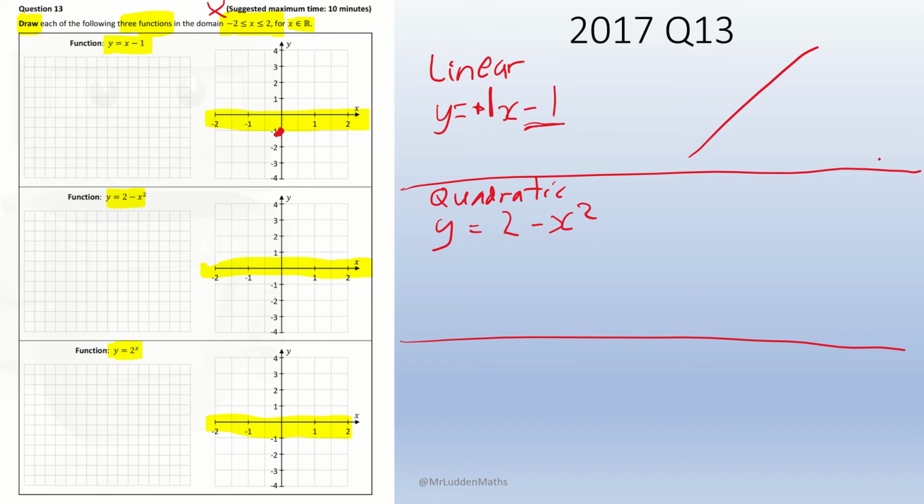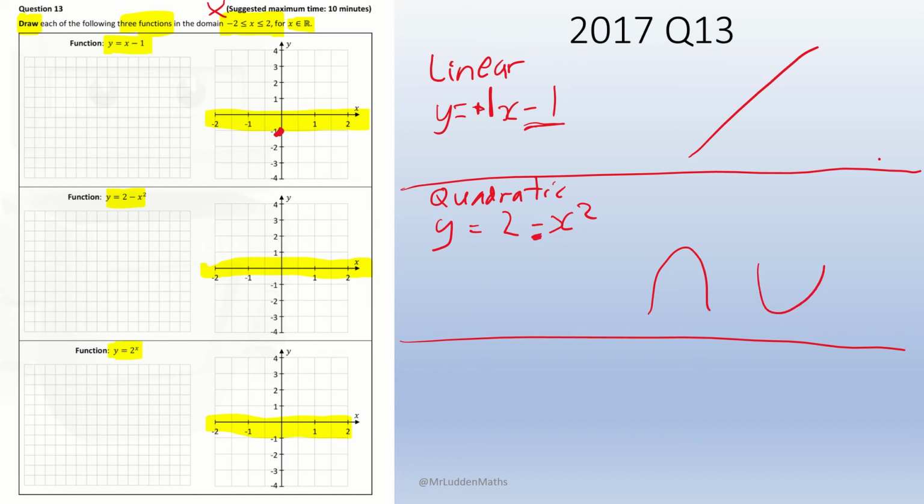And you know this because of the x squared. There's no other higher power of x. It's x to the power of 2, which means it's going to be quadratic. Now for quadratics, it's not going to be a straight line. It's going to be a curve, and it's either going to be a curve like this or like this, and you've got to decide which one.